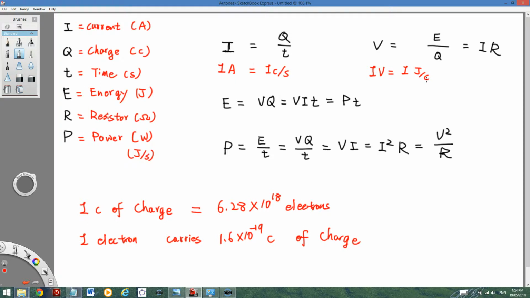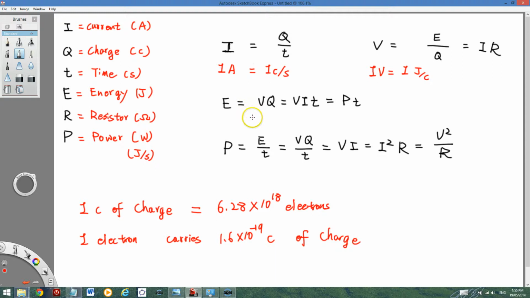So if you have a 1.5 volt battery, it means that every coulomb of charge, every 6.25 times 10 to the power of 18 electrons, carries 1.5 joules of energy. So it's the energy carried by that many electrons. To make it simpler, it's the electrical energy carried by that amount of electrons.